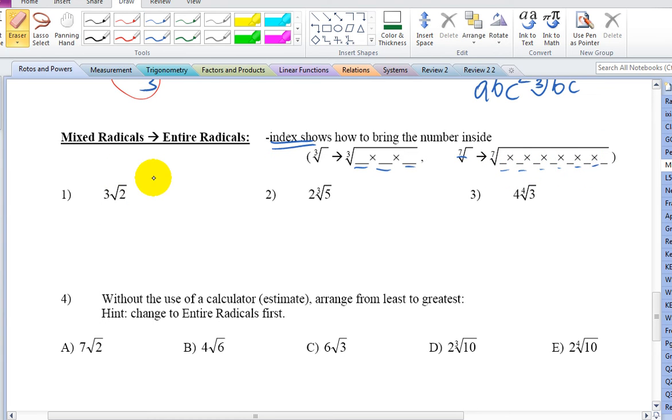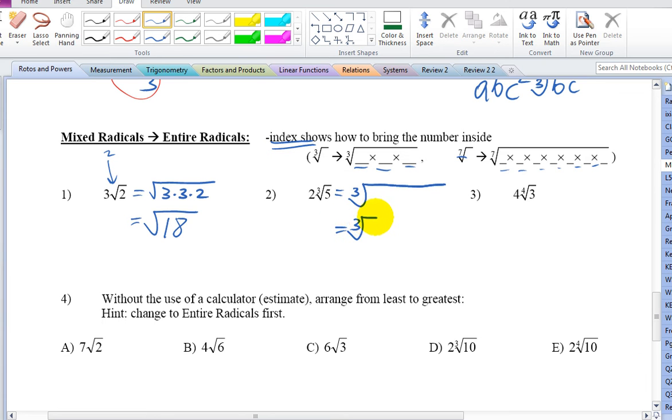So what's our index for question number 1? It's a 2. We never write it, but it's there. So in order to bring it inside, we have to have 2 of them. So 3 times 3 times 2. And now you can just multiply them together. Square root 18. Okay. Try the next one. So bring it all in and then simplify it.